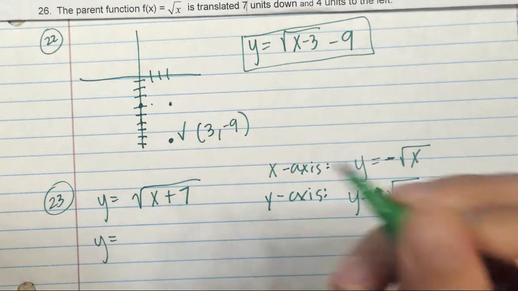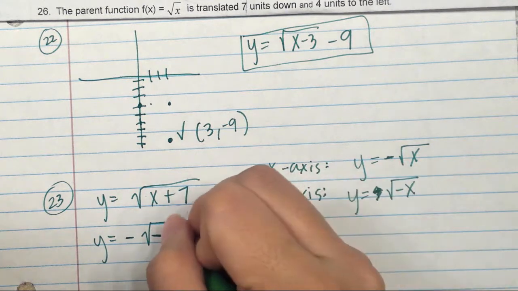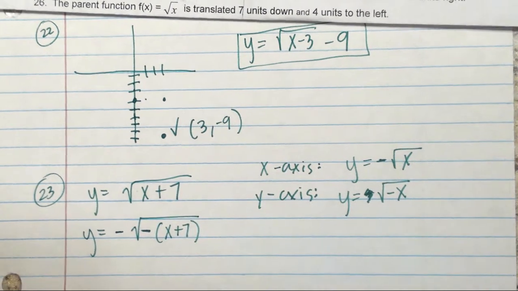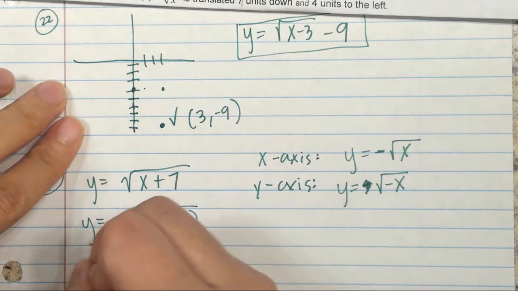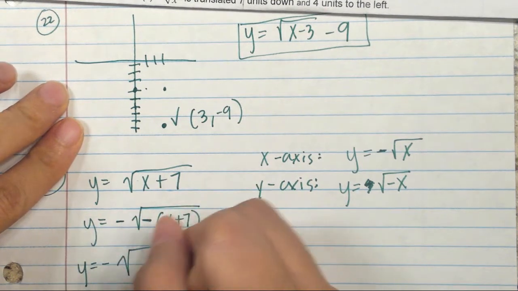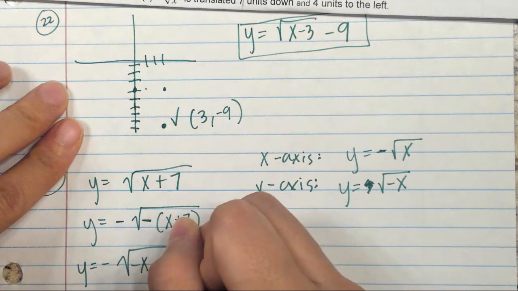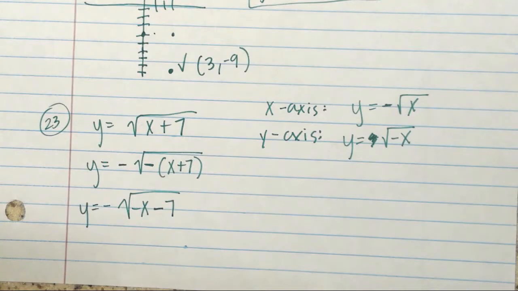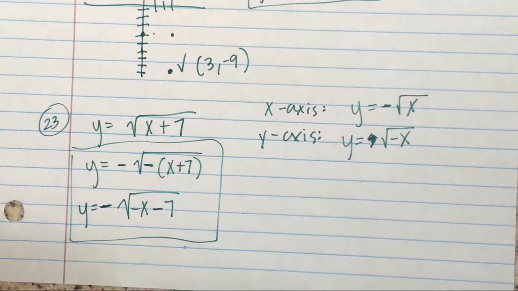So I'm going to put a negative on the outside, and then here I'm going to put a negative on the inside, but I have to make sure I put this x plus 7 in parentheses. Now you could distribute the negative on the inside. So just know if you distribute it, you can put it in disguise, is what I tell my kids. So it just looks like that. And then here's this negative. And that's it.